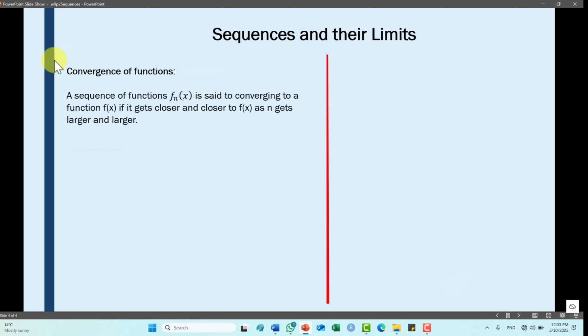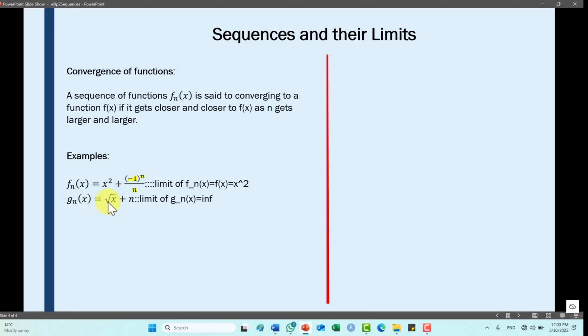Formally defining, a sequence of functions Fn(x) is said to be converging to a limiting function f(x) if it gets closer and closer to f(x) as n gets larger and larger, or as n goes to infinity. For example, take this sequence of functions, x squared plus minus 1 to the power n over n, and take the limit of this sequence as n approaches infinity. You know that this part actually goes to 0. Therefore, the limiting function is x squared. That means this sequence of functions approaches x squared.